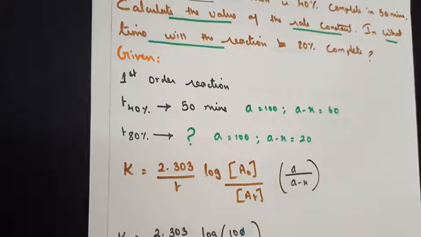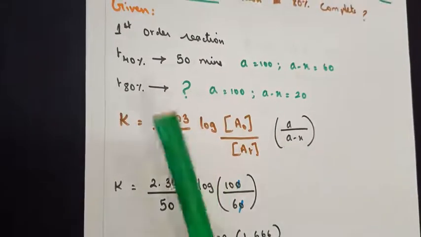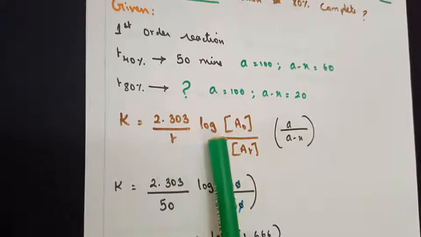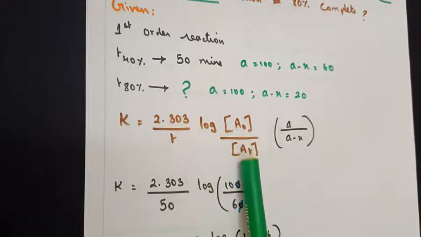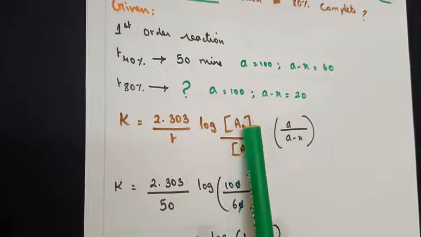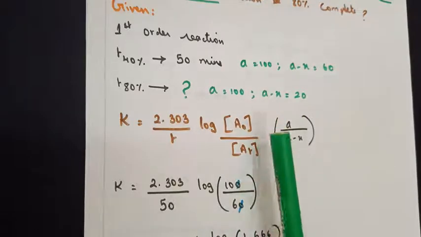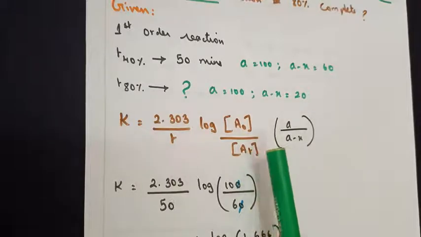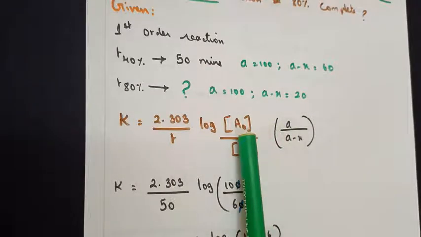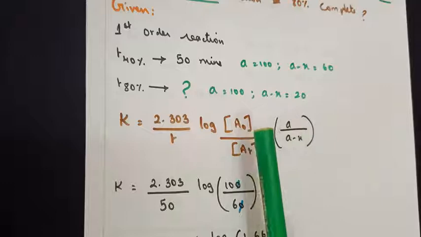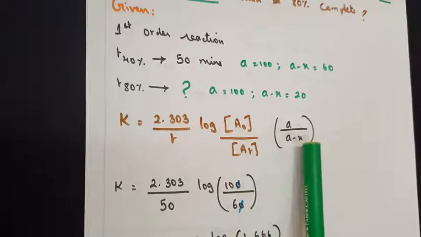As you know, the formula for the rate constant for a first order reaction is 2.303 by t into log of a naught by a t. When I taught you the derivations, I told you very clearly a naught stands for initial concentration, a t stands for concentration after some time. For easier understanding of the numericals, you can consider it to be a by a minus x. a stands for initial concentration, a minus x stands for concentration after some time.